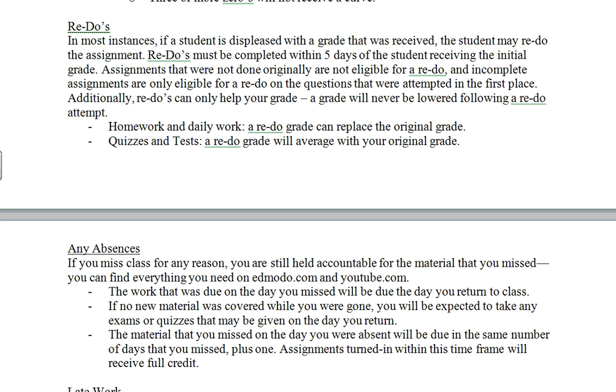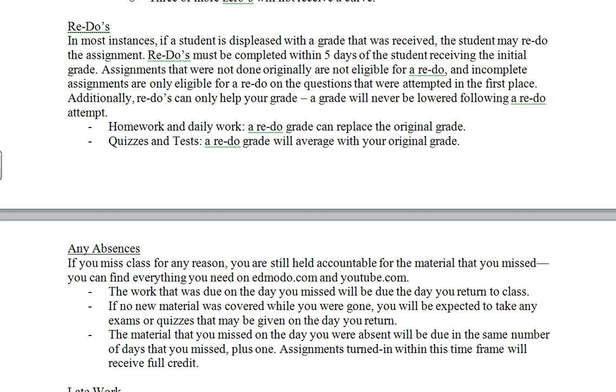Assignments that were not done originally are not eligible for a redo. This is the way the district rule is written. So if you didn't do it in the first place, you don't get a second try on it. And in my classroom, if your assignment is incomplete, the only thing you can redo is the stuff that you tried to begin with. So if you're in the habit of doing the easy half of an assignment and leaving the difficult half blank, don't plan on later coming back and actually doing the difficult half. The only ones that you're going to get to redo are the ones that you answered and attempted in the first place.